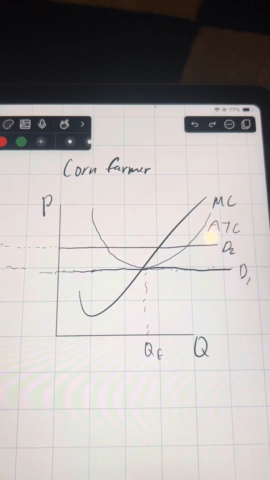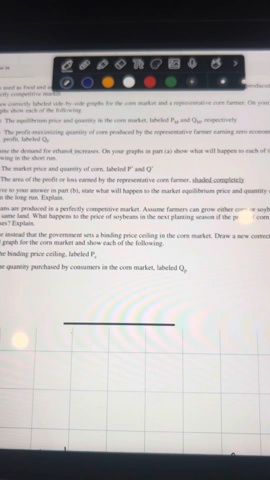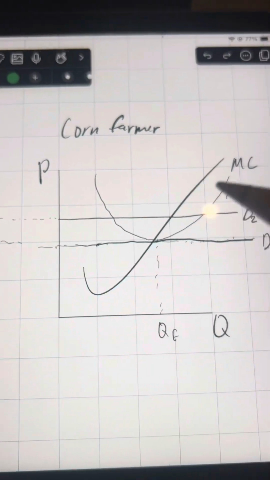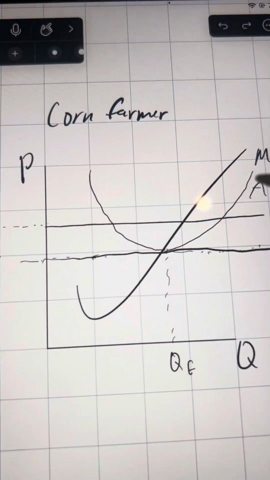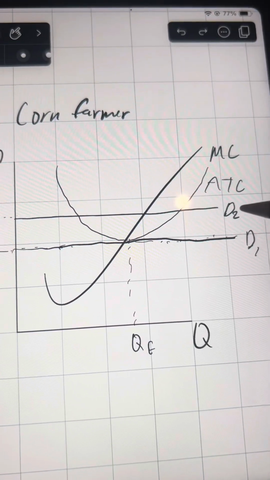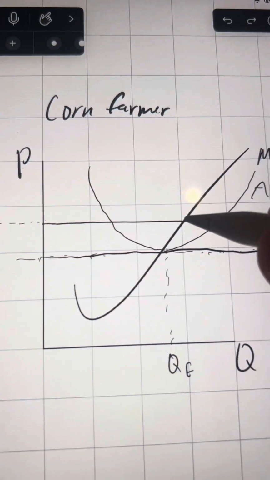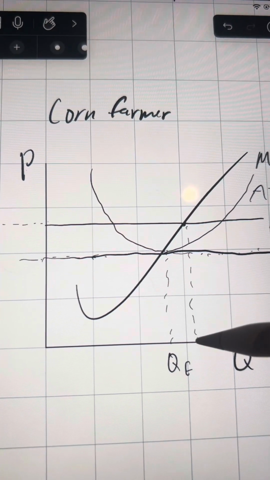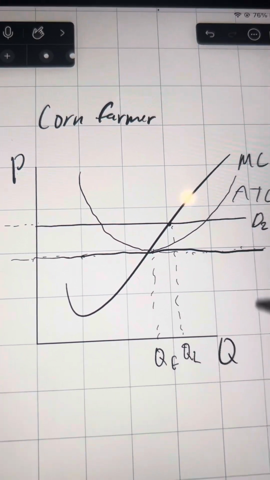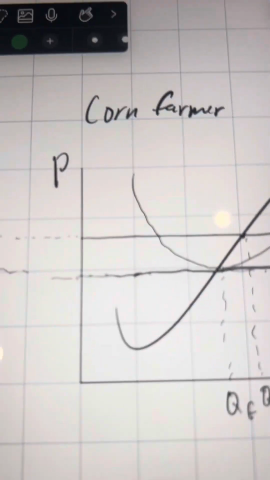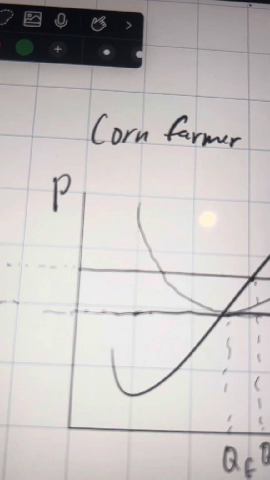So now the second part of part B of question 1 is to show profit or loss. We're working with a new demand curve and new quantity now on the corn farmer graph. So we could draw where the demand curve intercepts marginal cost, which is right here. While we're at it, we could even label a new quantity that we're at as Q2. It doesn't tell us the direction, so for our convenience, we're just going to label it as Q2.